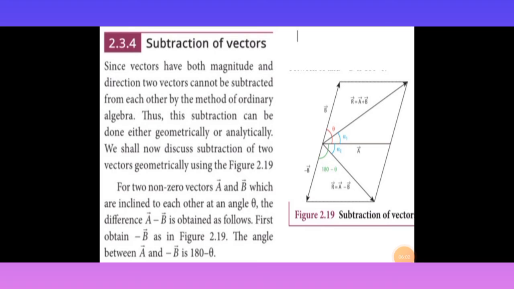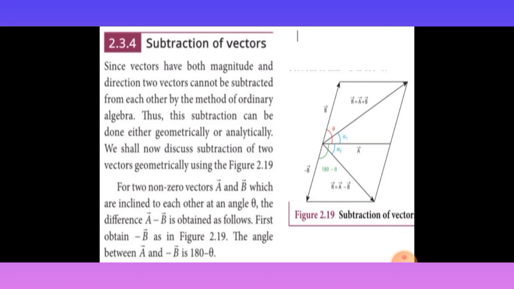Students, subtraction of vectors. Since vectors have both magnitude and direction, two vectors cannot be subtracted from each other by the method of ordinary algebra. So to subtract two vector quantities, we can use either the geometrical or the analytical method. We shall now discuss subtraction of two vectors geometrically. By using the figure, we can calculate the subtraction of two vectors geometrically.